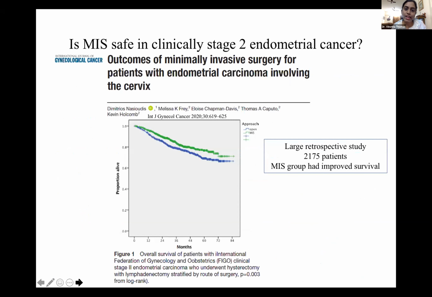Now, the specter of the LACC trial is still haunting us. So is MIS safe in clinically stage 2 endometrial cancer? Again, there is only a retrospective study, published this year, which showed the MIS group actually had an improved survival, as shown by the green curve.